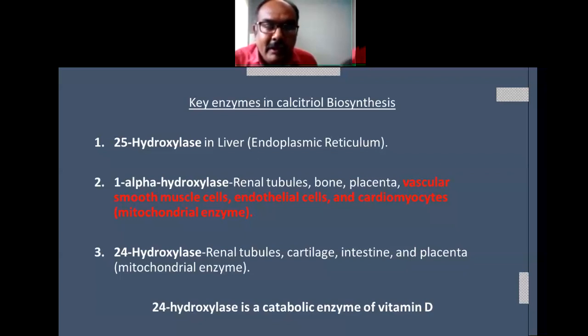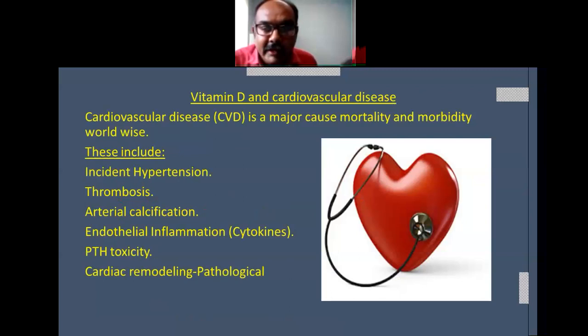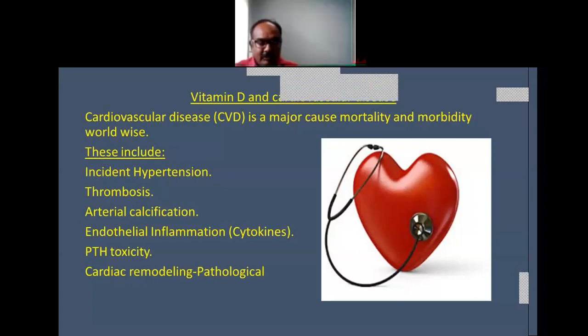Vitamin D is also related to cardiac disease. If your value is very low, we are supposed to treat the vitamin D deficiency instead of leaving people as such. The consequences include incident hypertension, thrombosis, arterial calcification, and endothelial inflammation with cytokines. Cytokines are the most important thing, and vitamin D in turn reduces cytokines. One of the important cytokines is IL-6, which increases during inflammation. Even in COVID-19 disease, IL-6 is a very big factor. Toxicity is also there because of low vitamin D, as well as cardiac remodeling, a pathological change that happens during vitamin D deficiency.